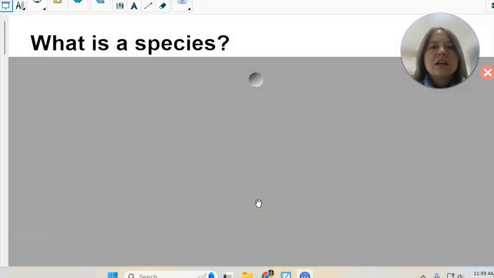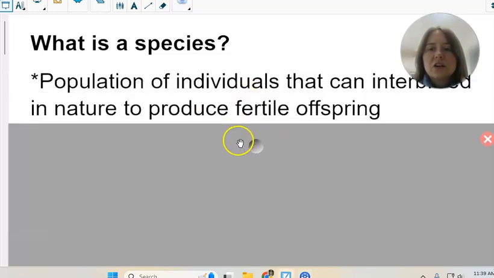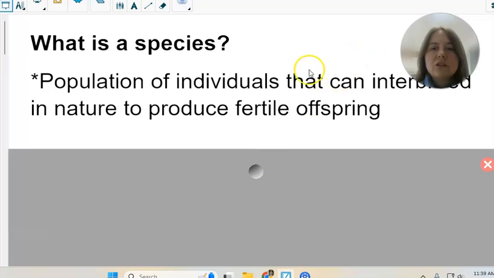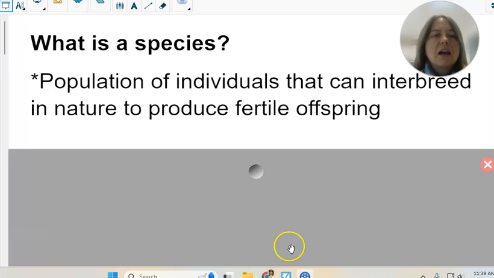We're going to start out today talking about what is a species, because the definition of species and how speciation events and evolution occur are pretty interrelated, so let's start there. So, a species is a population of individuals that can interbreed in nature to produce fertile offspring.